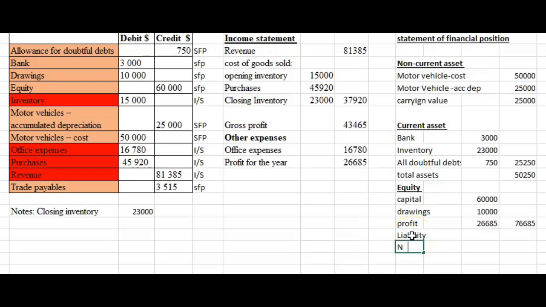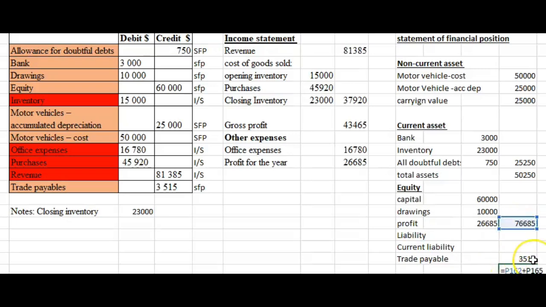Next, we move to non-current liabilities, such as long-term loans. However, in this example, there are no non-current liabilities, so we can skip this section and move straight to current liabilities. Under current liabilities, we only have trade payables, which amount to 3,515. So, we list the trade payables under current liabilities. Now, to complete the statement of financial position, we add together the closing equity and the current liabilities. This gives us a total of 8,200, which represents total equity and liabilities.